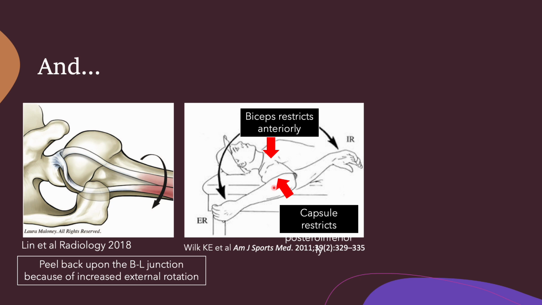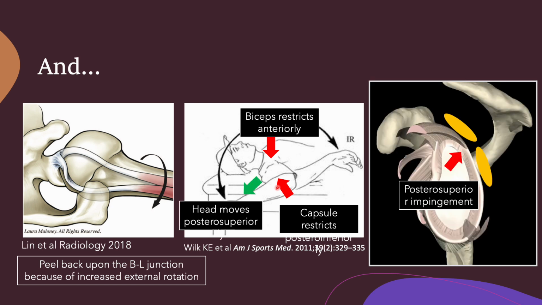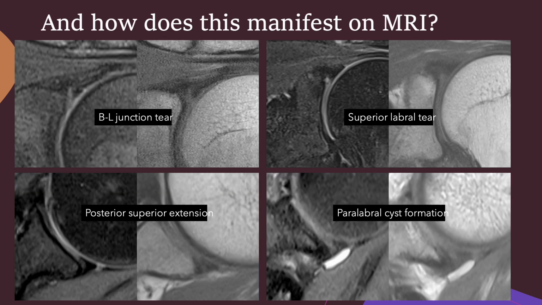So what happens is, you can see this in a normal thrower, you can see the biceps will restrict anteriorly and the capsule restricts this person. But now gradually, as the head moves posterior superiorly, the head will start to impinge upon the posterior superior capsule and biceps labral junction, and you start to get biceps labral tears over here.